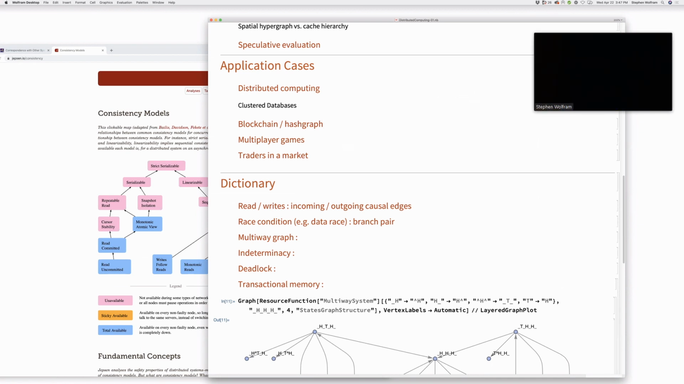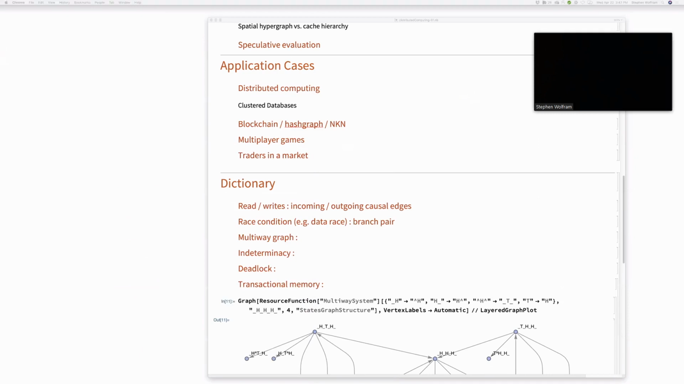Mentioning hashgraph, which is interesting. That's the attempt to do better than a blockchain, where it's a network of transactions that can be progressively resolved. And I do agree that is potentially quite relevant. This whole NKN system, which I finally understood. Let's see whether we can pull up an interesting example of a hashgraph.